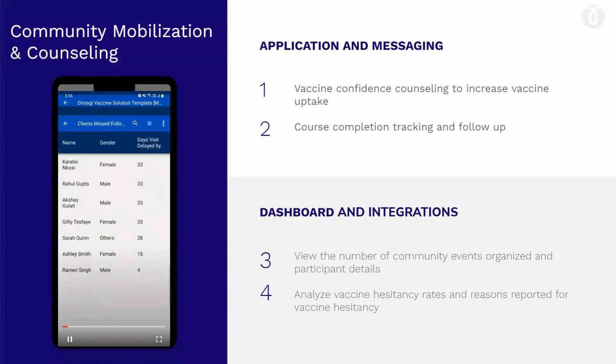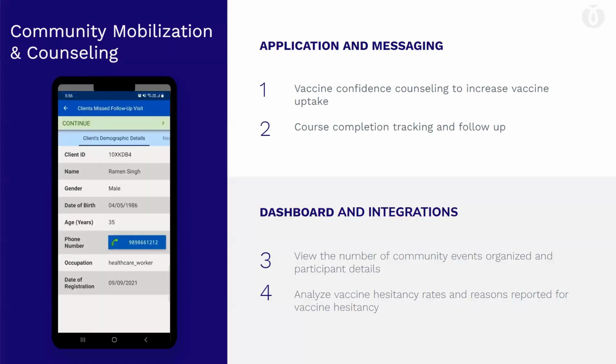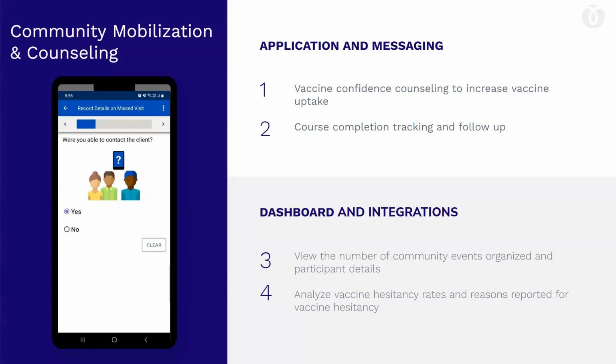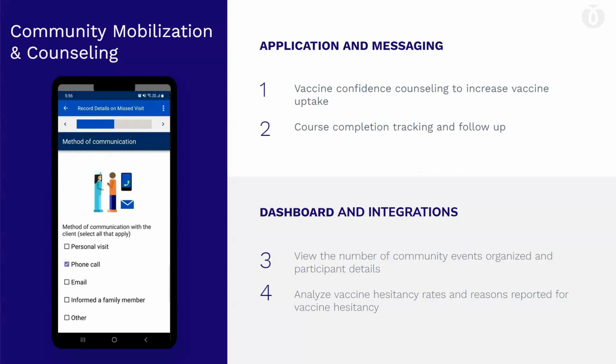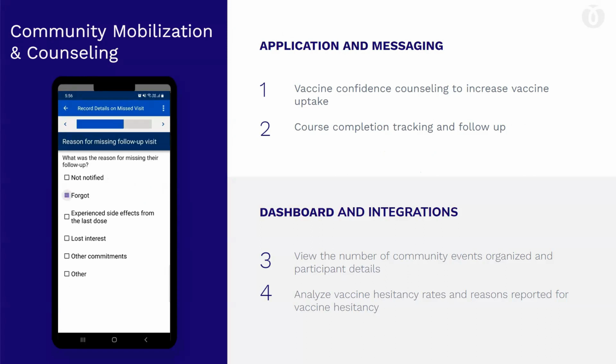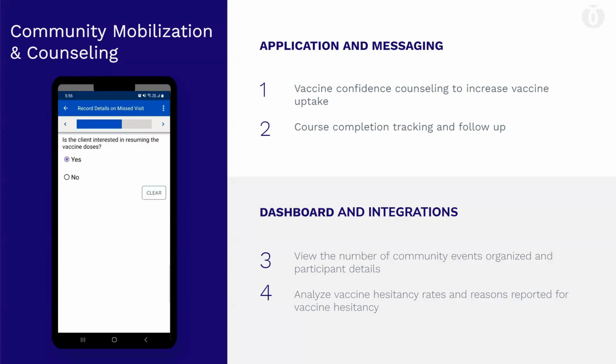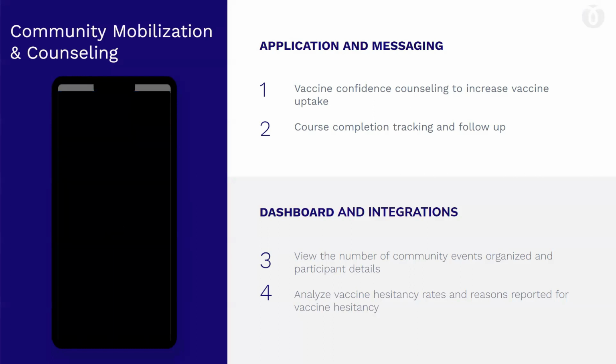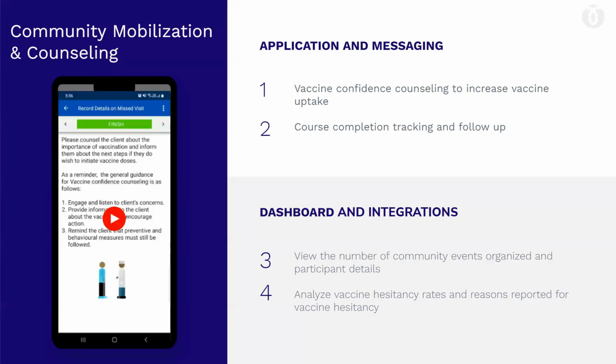The fourth solution component is community mobilization and counseling. As you have likely seen in your own communities, vaccine hesitancy is a major challenge. With increasing skepticism towards vaccines, there is a risk that people will opt out of receiving vaccines, even if there are sufficient doses to cover a client population. This workflow is designed to help frontline workers build vaccine confidence through targeted counseling and to mobilize a community by reminding them of follow-up appointments.